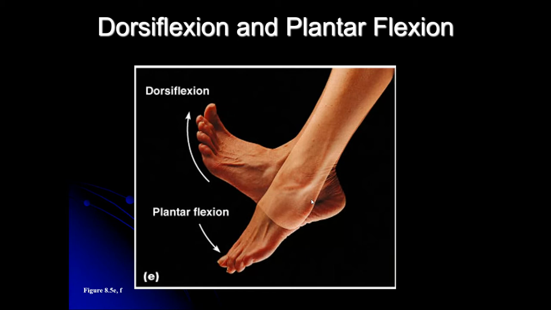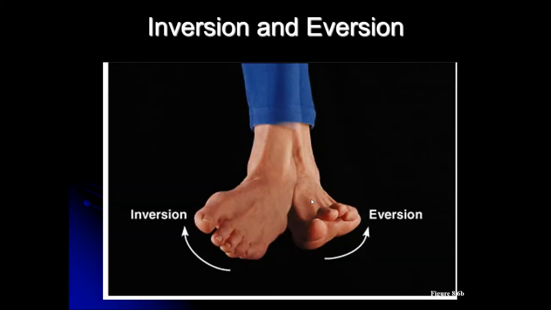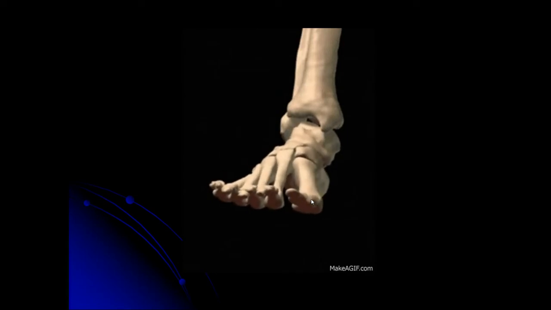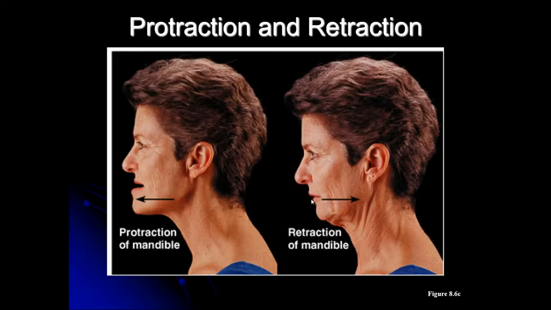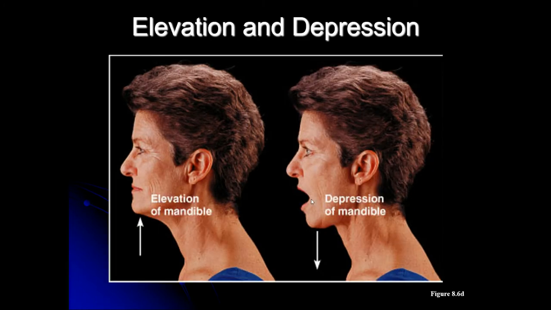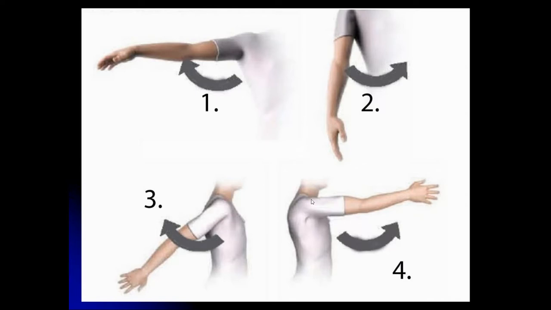There are some movements we can only do with our feet. We can dorsiflex and plantar flex, and we can do inversion and eversion. So if you look at this, you can see inversion and eversion. Inversion, turning the foot inwards. Eversion, turning the foot outwards. We can also move body parts forward and backward. Forward is protraction. Backwards is retraction. And we can move body parts up and down. Up is elevation. Down is depression.